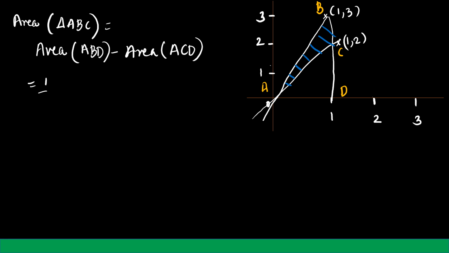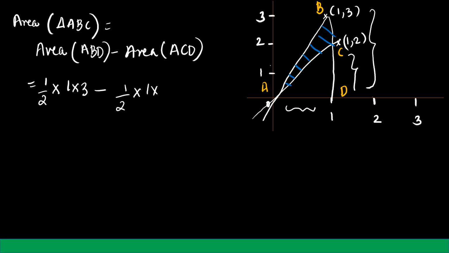That is half base into height. Base is 1 and height is this height, which is 3. Half into 1 into 3. And the smaller triangle area ACD, that is half into 1 into height, this height, which is 2. This is equal to 3 by 2 minus 1, or 1 by 2, which is equal to 0.5. This is the right answer.